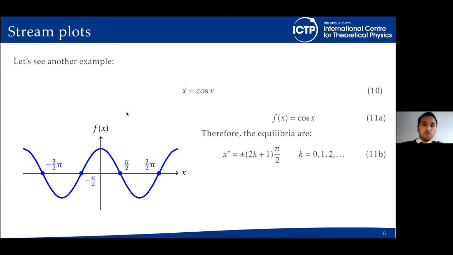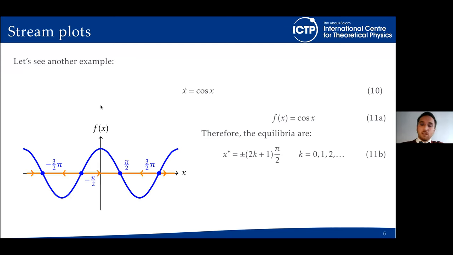Then if we apply the same principle as before, we will have, for example, that in this interval here, in this interval here, and in this interval here, the function is positive. So the solutions will go towards the right. On the other hand, in this interval here and in this interval here, the function is negative, and so the solutions will be going towards the left. So in the end, the stream plot that we can draw of this system looks like this.